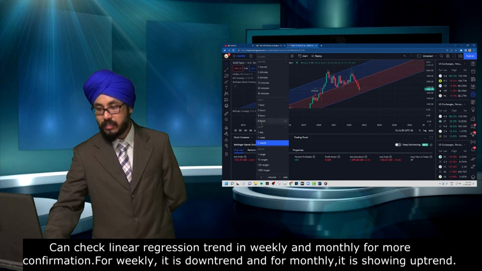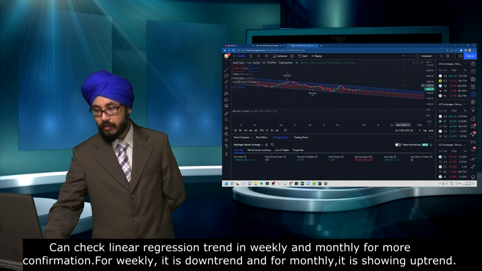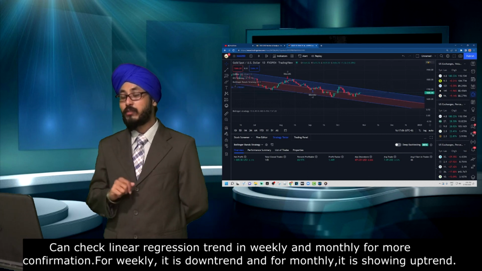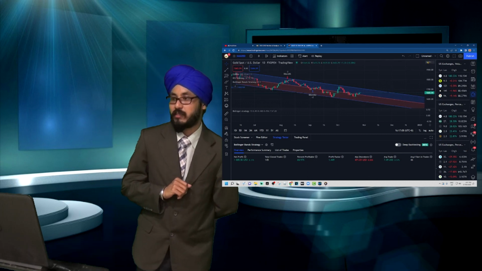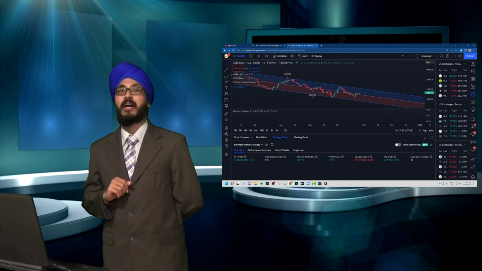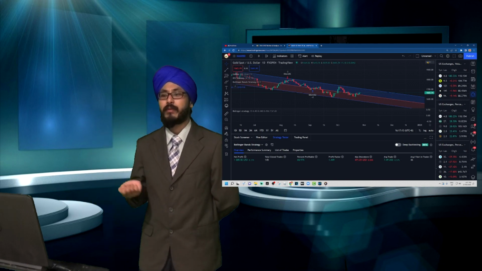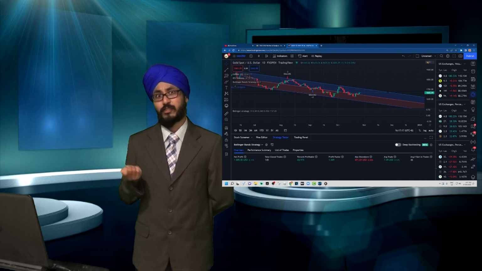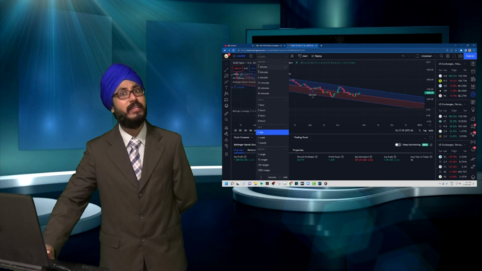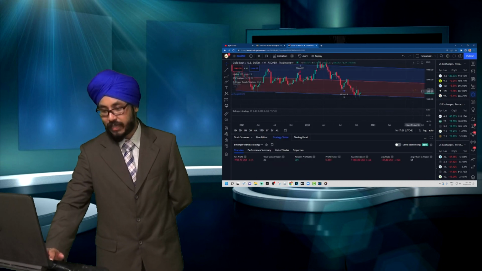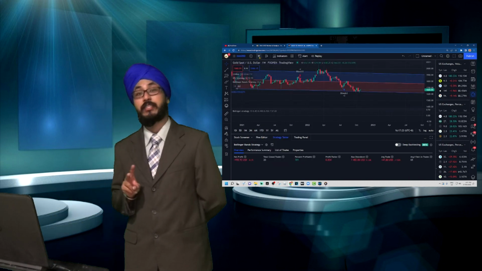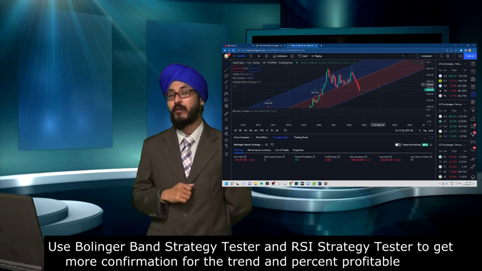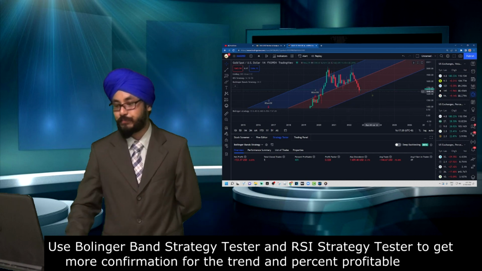And as we can see, our 1 month is actually showing us an uptrend. What we can do is that we need more confirmation since our technical indicators are showing us neutral, whereas if we check our daily, it is actually showing us a strong sell. But we need more confirmation. So what we do is that we can use 2 strategy testers, which are known as the RSI strategy tester and also the Bollinger Band strategy tester.